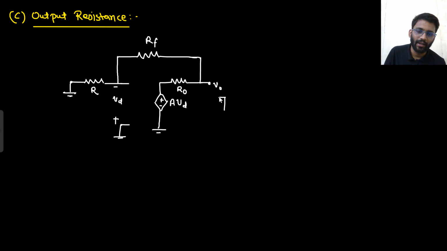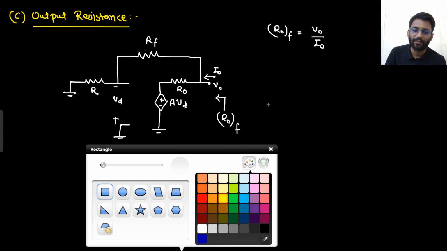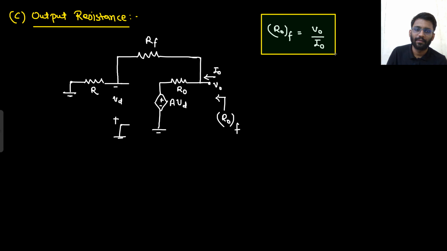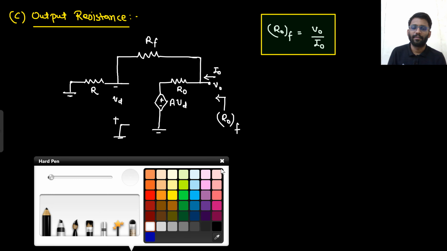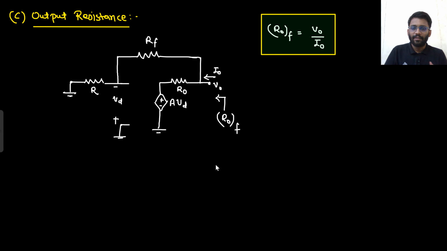So if I am calculating R naught with feedback, I am writing V naught by I naught. So my target is to find V naught by I naught. This is my target, right? This is what I need to find.